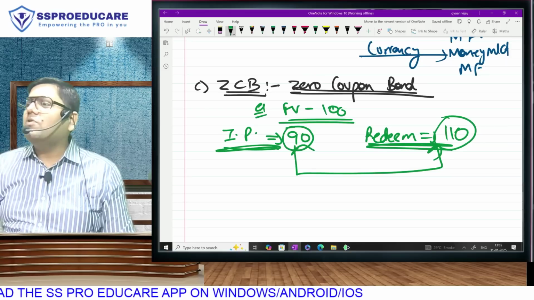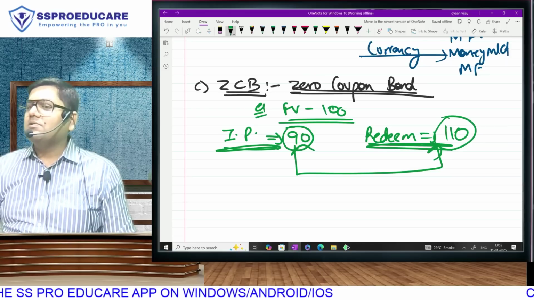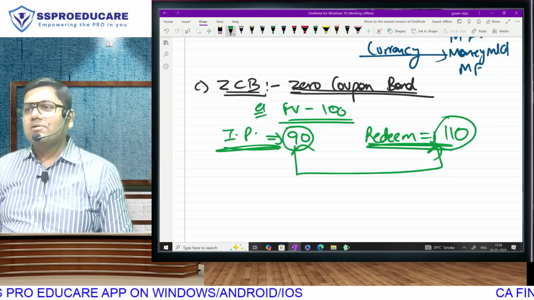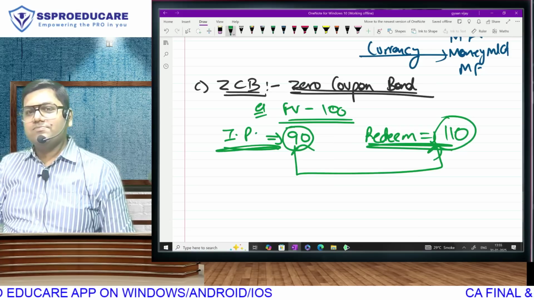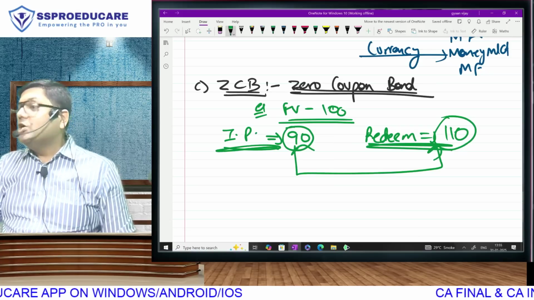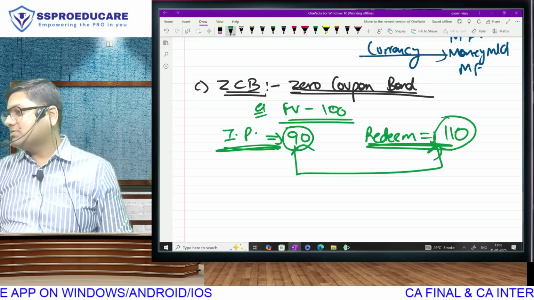Bro, forget 50, I will issue you a 100 rupee bond at 10 rupees. Right now you have to give me 10, we will see later. So all companies can't be permitted to do this.